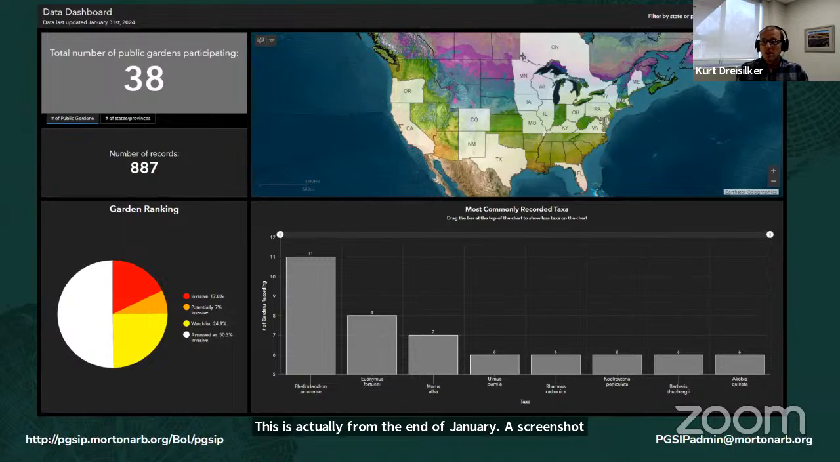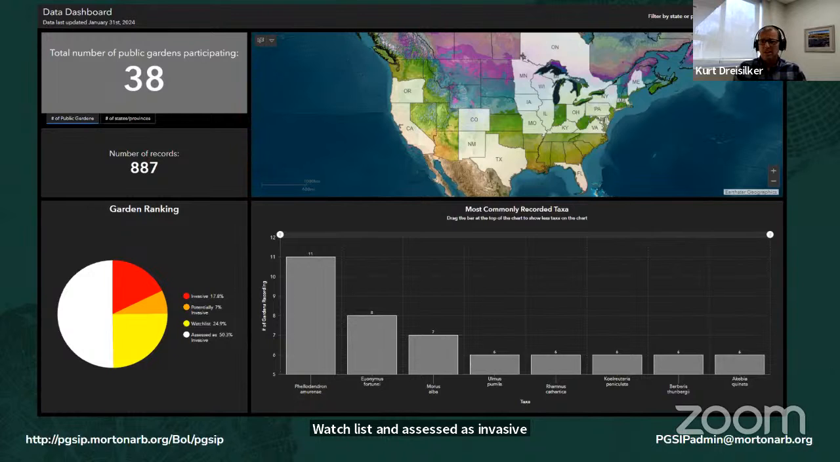But we have 38 gardens participating across the United States and into Canada. Across all 38 gardens, they've contributed 887 records of plants escaping from cultivation. On the bottom left here, you can see a pie chart where those different categories of invasive, potentially invasive, watch list, and assessed as invasive are broken down.